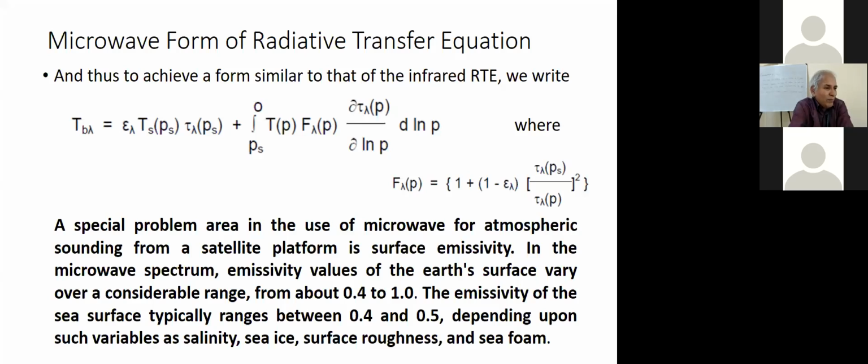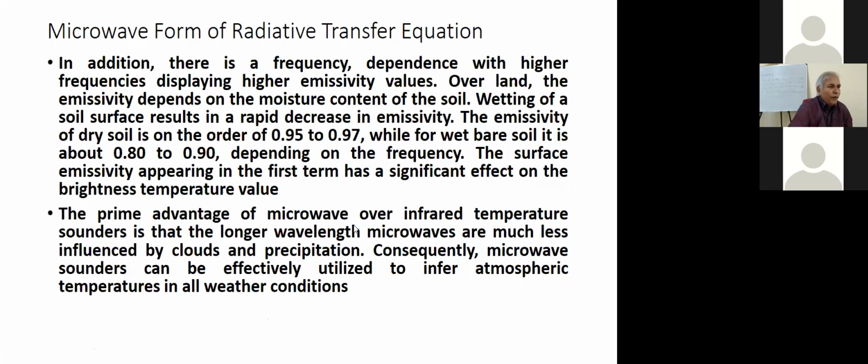The other problem of the microwave vis-a-vis the infrared is that the Earth surface is not a perfect black body, so the emissivity is not equal to 1. The emissivity values of the Earth surface can vary from 0.4 to 1. For the sea, it's typically lower, 0.4 to 0.5, depending on things like sea salinity, surface roughness, sea foam, and other things.